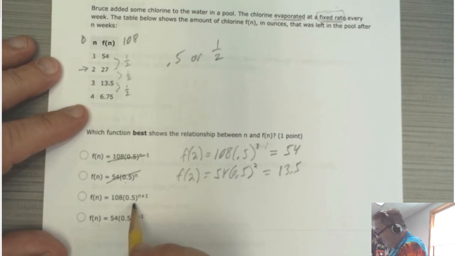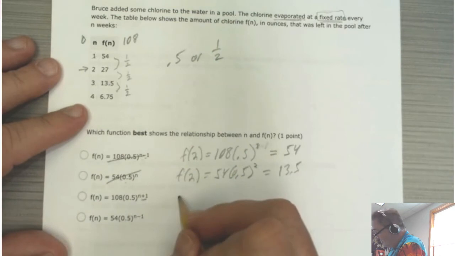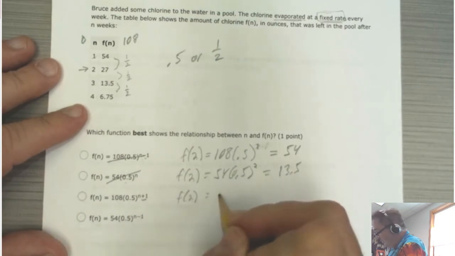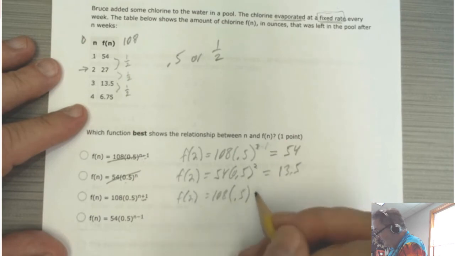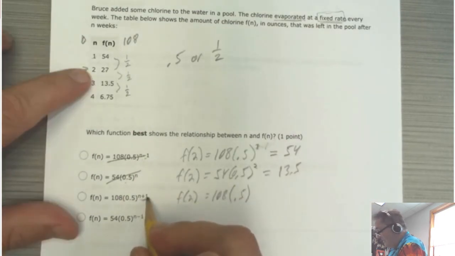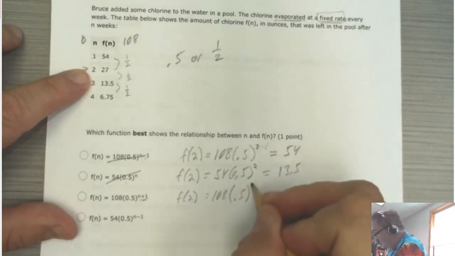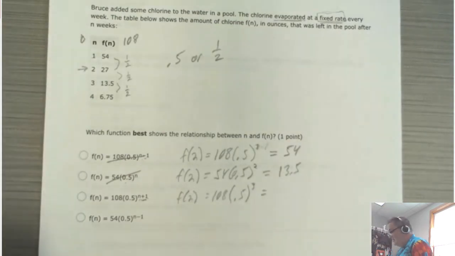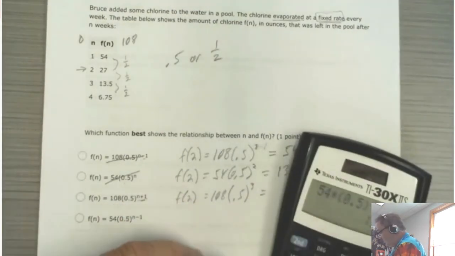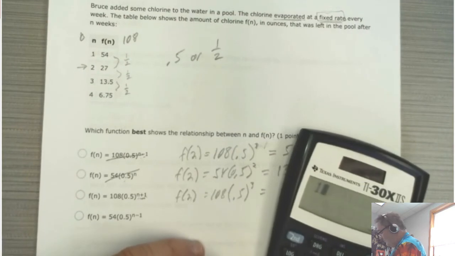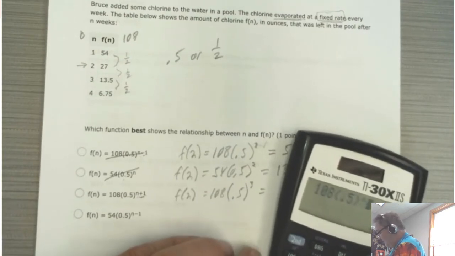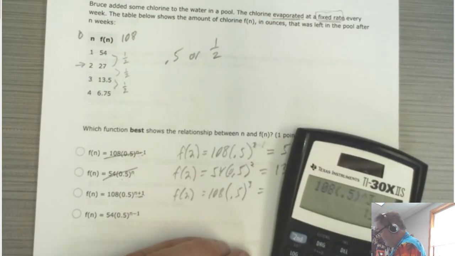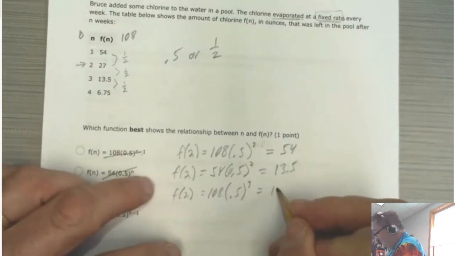108. This is almost the same as that one, but this is n plus 1 instead of minus 1. So f of 2 equals 108 times 0.5 to the n plus 1. N is 2, plus 1 is 3. So 108 times 0.5 to the third power. Okay, 108 times 0.5 to the third power is 13.5 again.